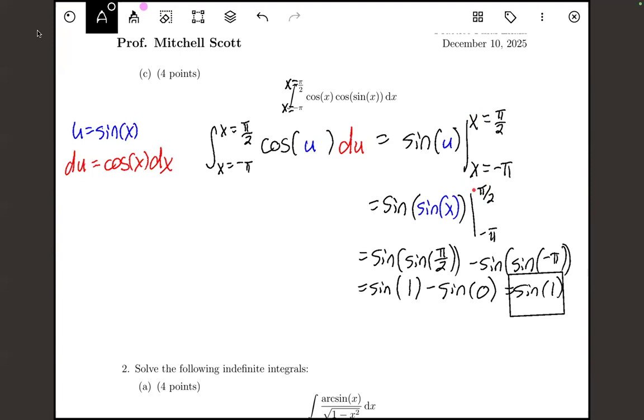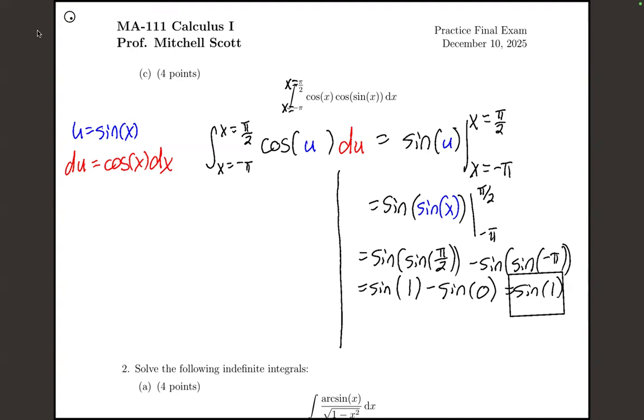But I just wanted to point that out, that this is another possible way. If you keep track of the bounds, and if they're in terms of x or u, you are still able to get the right answer. As we'll see, sine of 1 is the correct answer for the other one as well. Okay, so that was one way to do it, and I'm going to write it this way.